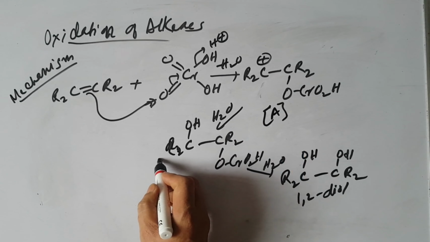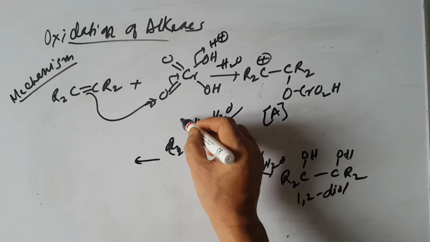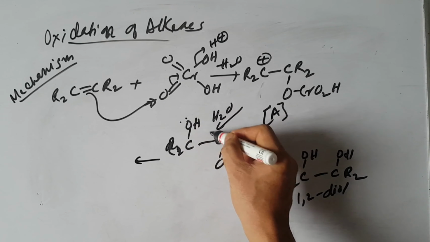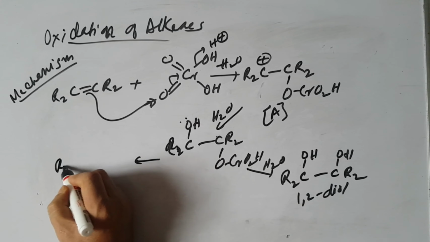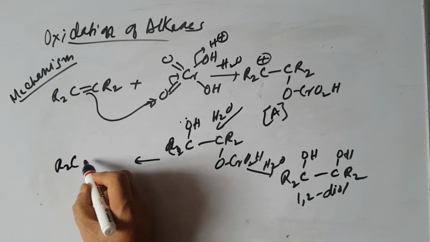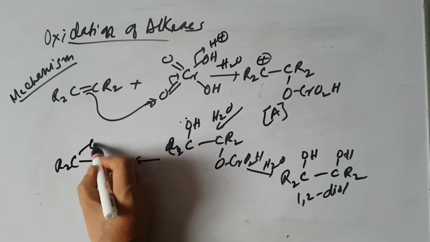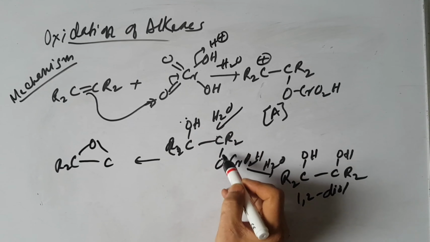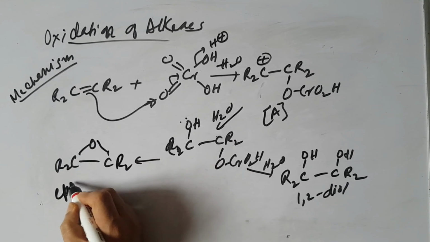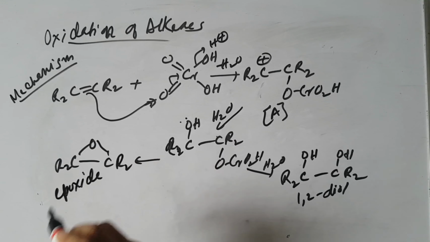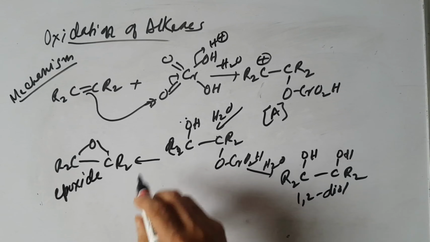And this one, when you react this, another one can attack here. This O can attack here, with loss like this. So epoxide groups can be formed: R2C, with C, O here, O. This attacks here and loses this one. So here an R2 epoxide is formed. So another compound, an epoxide, is formed. So here we can get it like this.